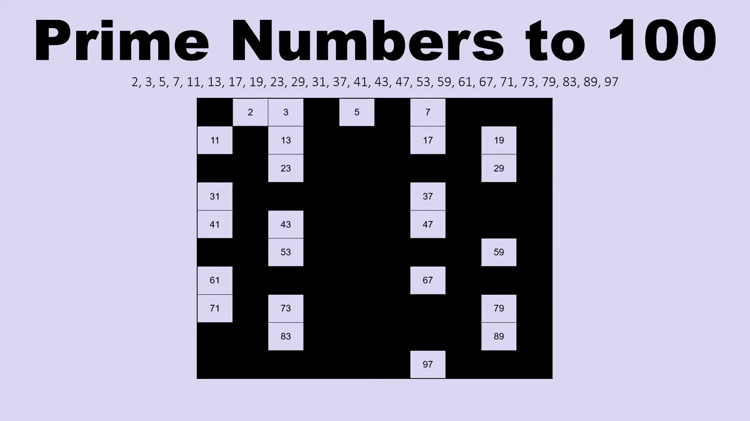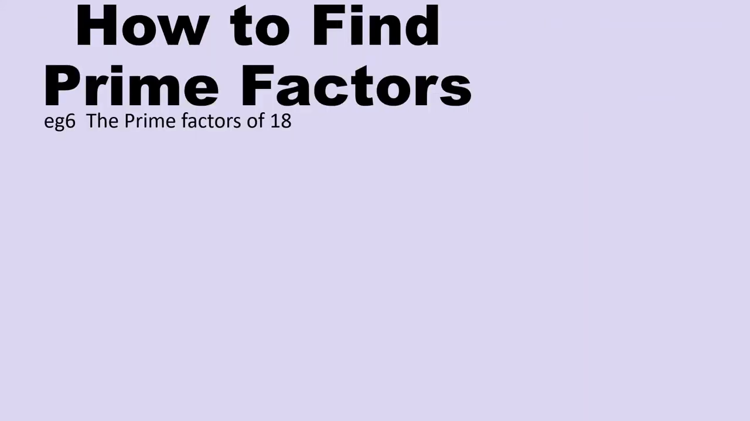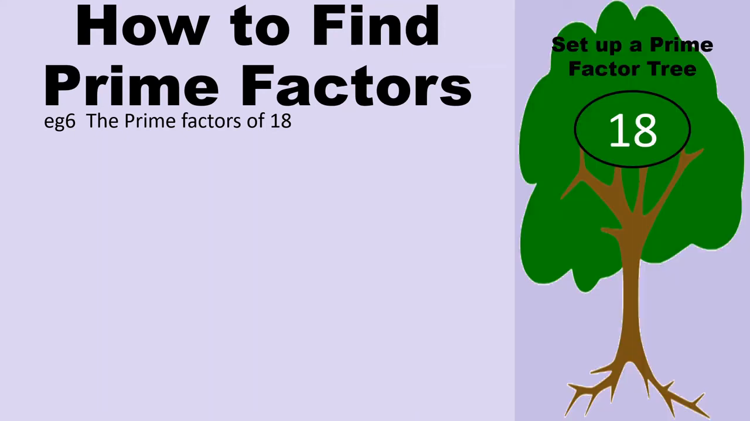Now we're going to use our knowledge of prime numbers to find the prime factors for any value. To find the prime factors of 18, we'll start by setting up a prime factor tree. Not a factor spider. We're not interested in finding all of the factors, only the prime factors. Now, prime factors are interesting because they're the factors that cannot be broken down into smaller parts. Their only factors are 1 and themselves.